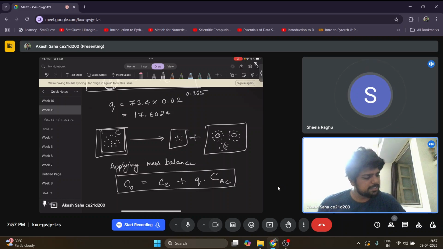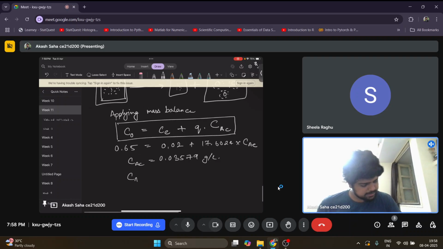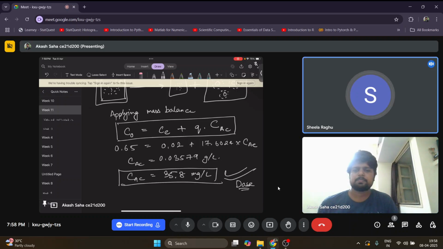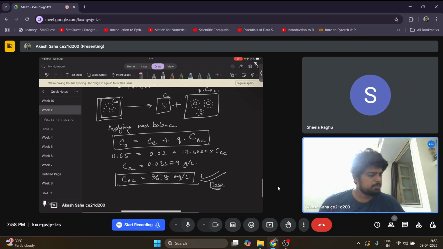So this is C naught, this is C, this is Q into CAC. Initial was 0.65, finally 0.02 plus 17.6024 into CAC. So CAC will come out as 0.03579 gram per liter, or I can say CAC is equal to 35.8 milligram per liter. That's how you will get the dose. I hope it is clear now.